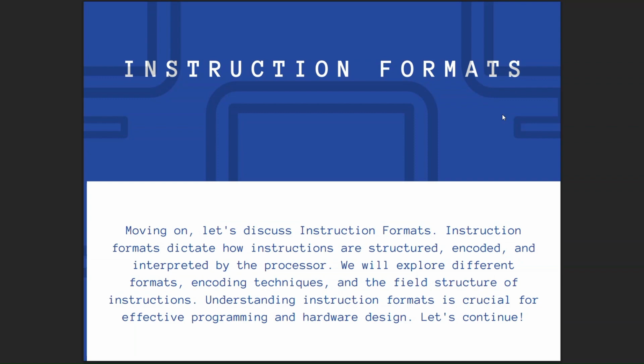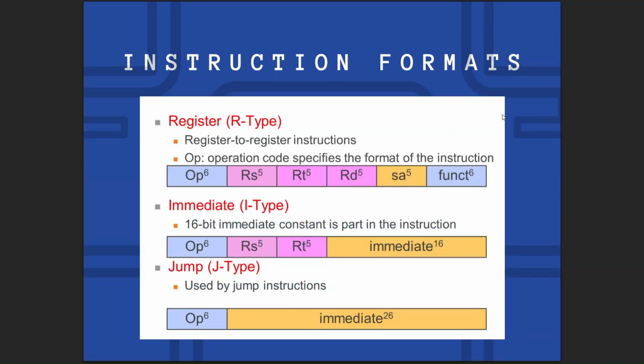So let's continue on this. MIPS instructions are all 32 bits long and come in 3 formats. First is R-type, used for register to register operations. It has fields for 2 source registers, 1 destination register and a function code. Second is I-type, used for instructions with an immediate constant. It has 2 register fields and a 16-bit immediate value. Third is J-type, used for jump instructions. It has a 26-bit address field for targeting jump destinations. We will examine each format in detail in the upcoming slides.